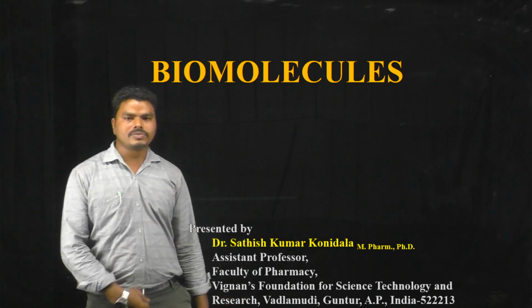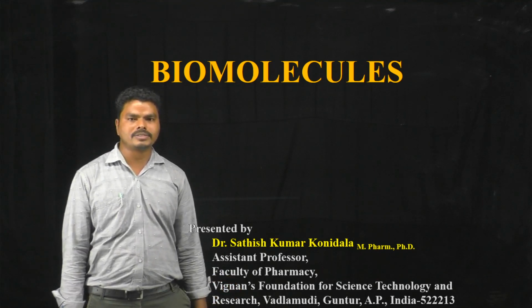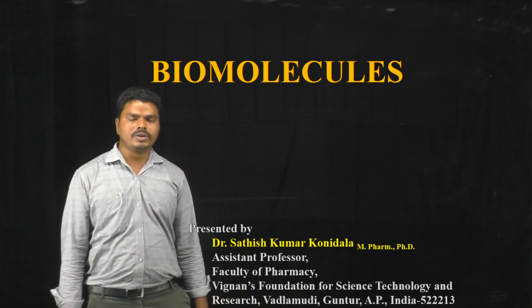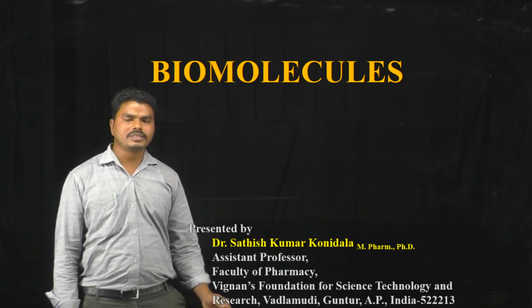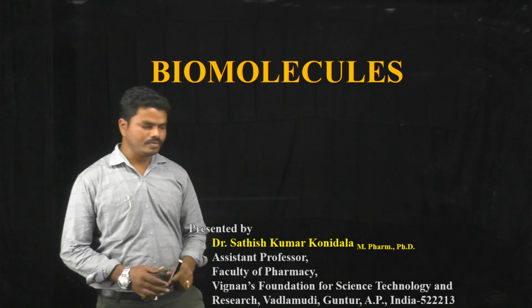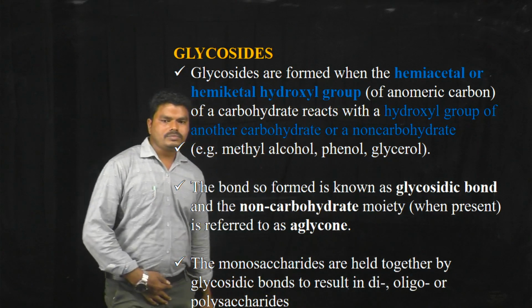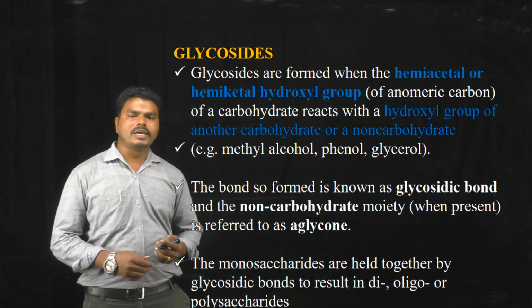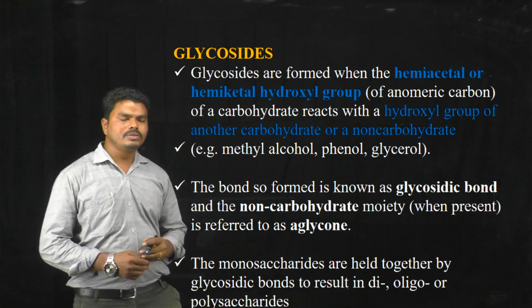So in this class we are going to discuss the further classification of carbohydrates like disaccharides, oligosaccharides and polysaccharides, and their chemical properties. Before talking about the disaccharides, oligosaccharides and polysaccharides, first we will see about the glycosides.